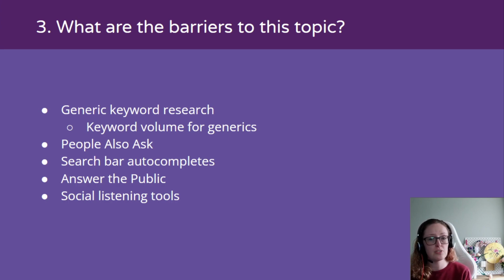So you should be looking at tools like People Also Ask, look at the search bar autocomplete, Answer the Public is another great one, and you can also use social listening tools, so look at things like Reddit and Twitter for questions. There's lots of little search facilities that you can use on those tools to dig deeper into what people are asking about these sorts of things.